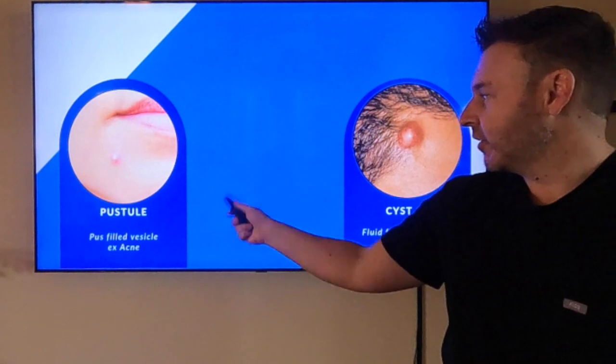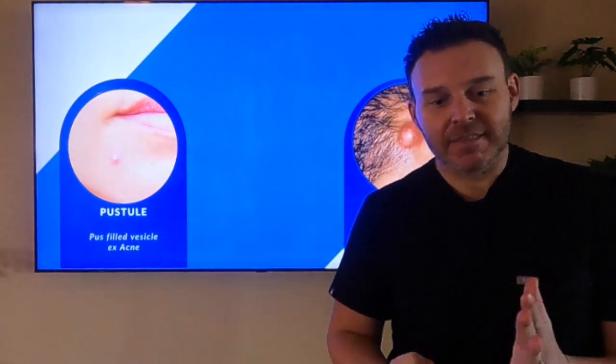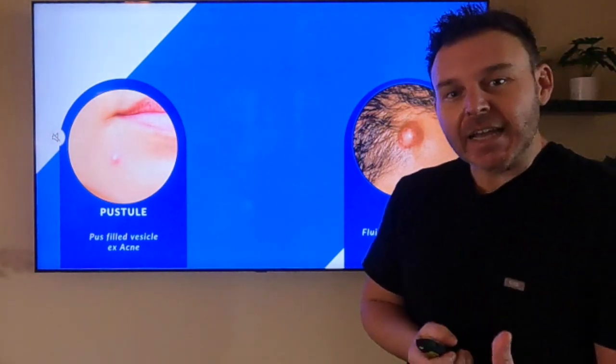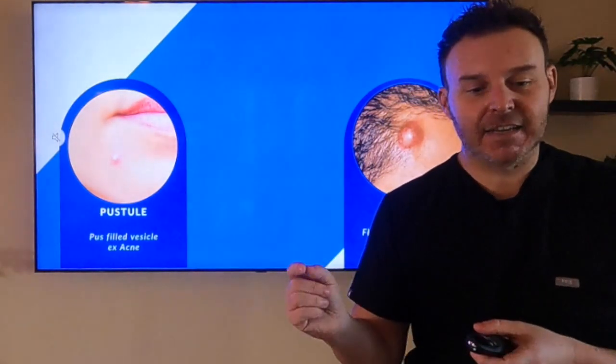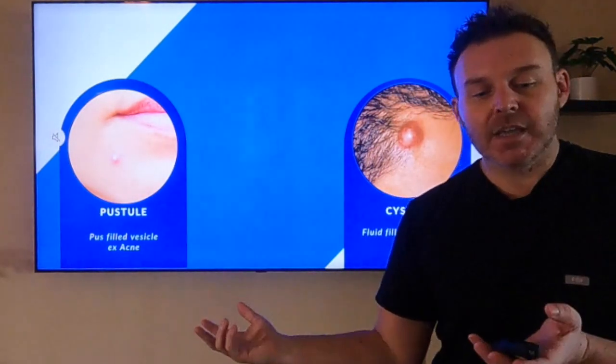Now, the one on the right, a pustule, I think that's the most common one we're all familiar with. It's basically pimple-like, but the difference is it has pus in it, okay? So it's a pus-filled vesicle, and the example would be acne.